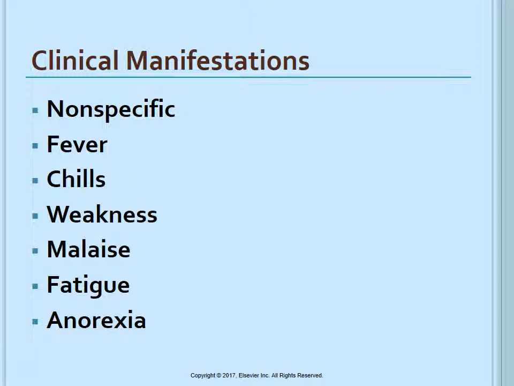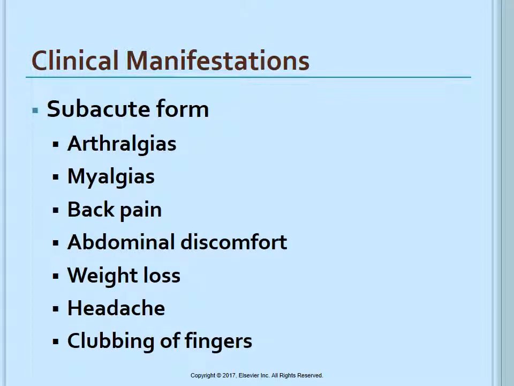The clinical manifestations of IE are nonspecific and can involve multiple organ systems. Symptoms include fever, chills, weakness, malaise, fatigue, and anorexia. Arthralgias, myalgias, back pain, abdominal discomfort, weight loss, headache, and clubbing of the fingers may occur in subacute forms of IE. Fever may be absent in older adults or those who are immunocompromised.